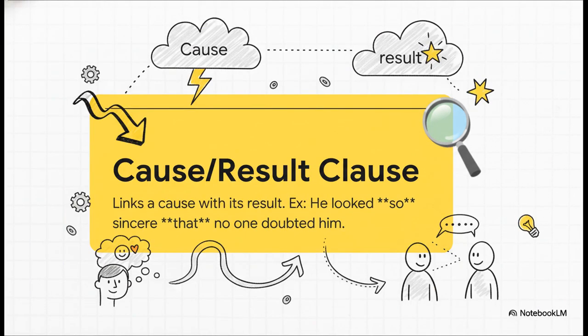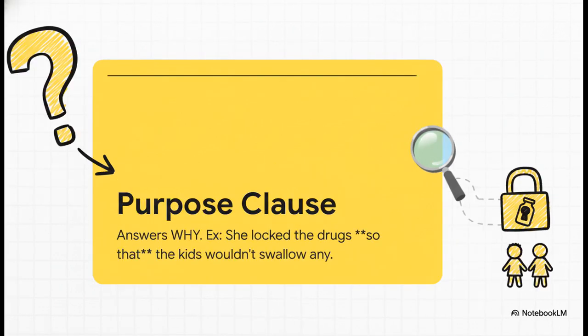Ah, the cause and result tool. This one's fantastic for showing those clear logical links. The classic combo here is so, that. It perfectly connects a cause, he looked so sincere, directly to its result, that no one doubted his story. It's a beautiful structure. Now, don't get that one mixed up with purpose.